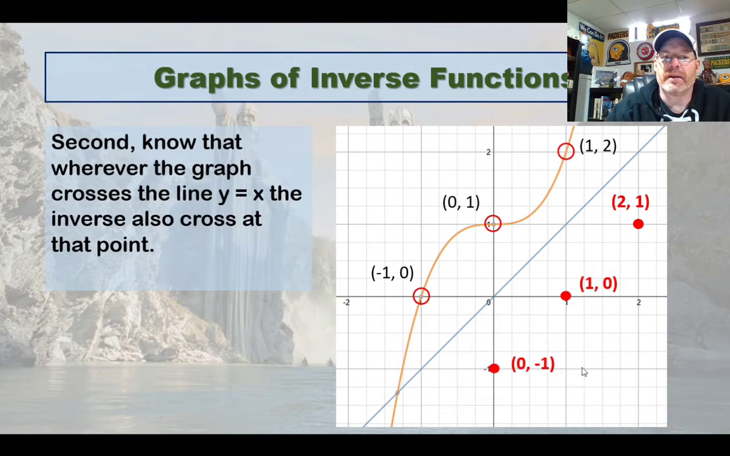Second thing to keep in mind is that if the original graph ever touches the line y equals x, then the inverse is going to touch that line at the exact same spot. So it touches right there, so we know that the inverse is also going to touch right there.